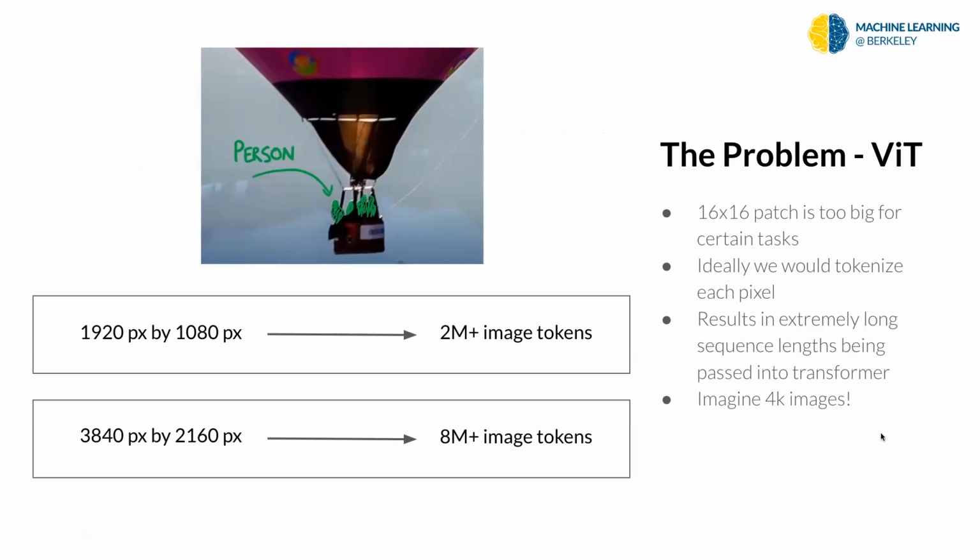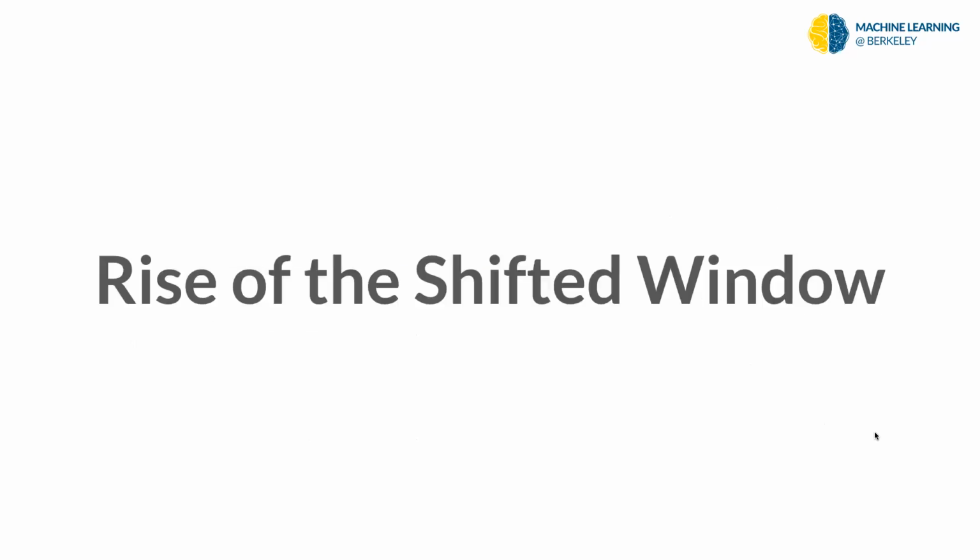How can we solve this? And what are ways that we can potentially reduce the size of our patches while keeping into account the things that make a transformer architecture so powerful? The rise of the shifted window.